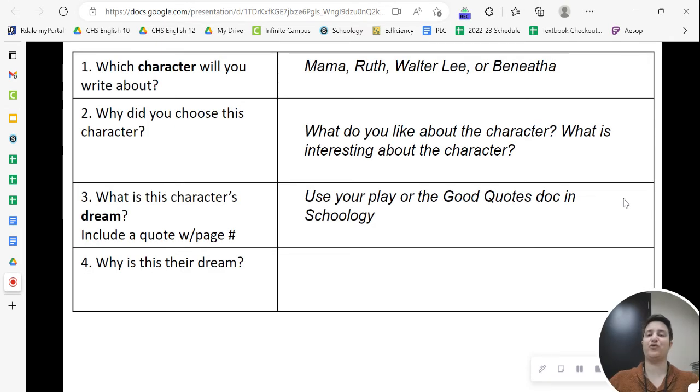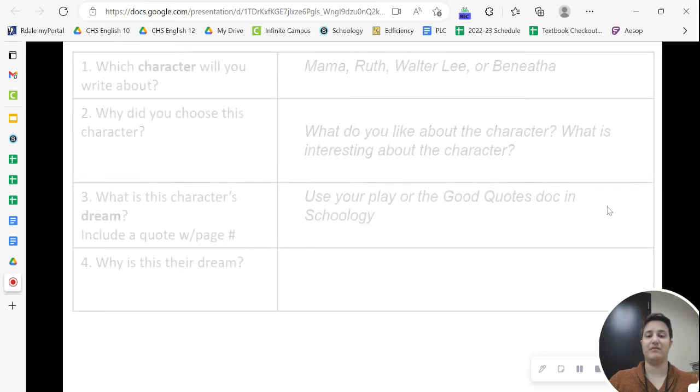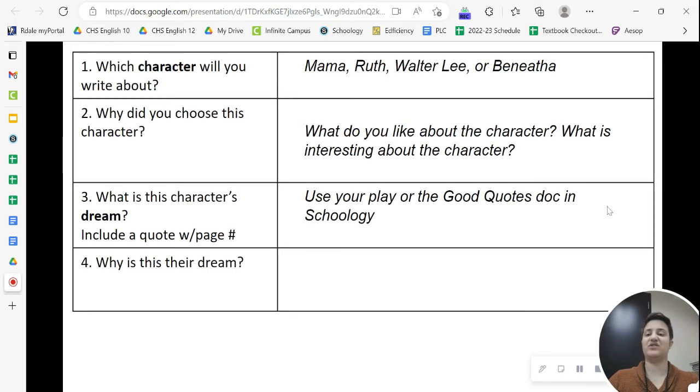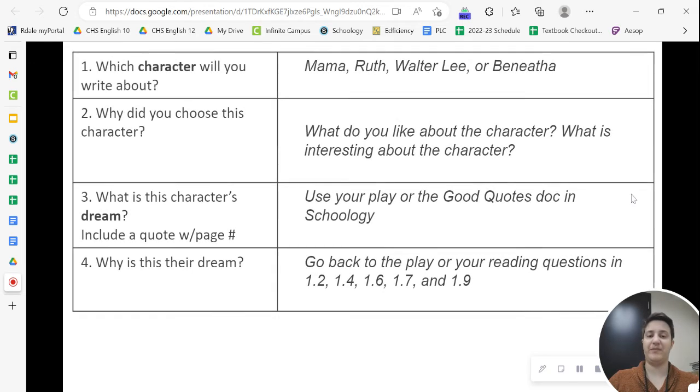Next, what is their dream? You can, of course, use your play to find your own example. There's also a document in Schoology called Good Quotes that will give you some starter options for each character. So you'll want to copy out a quote and make sure to write down the page number so that you can find it again.